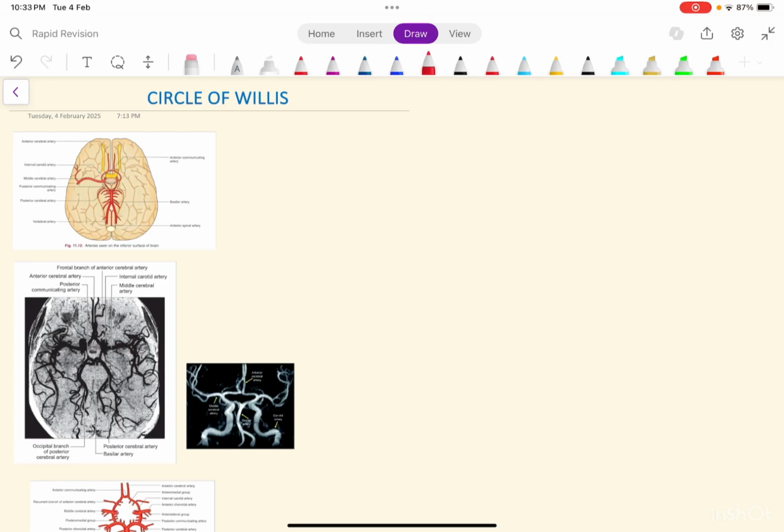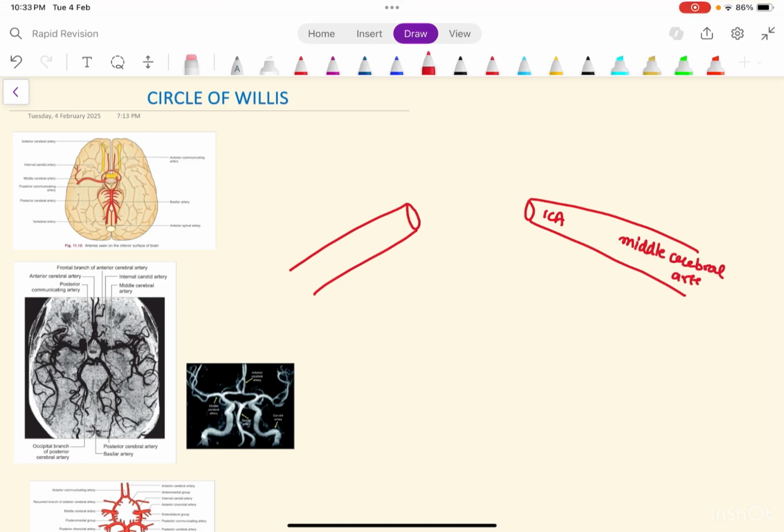In this video, I will be talking about the circle of Willis. I will explain it in an easier way and you just have to follow through. First of all, we have something like this. This is our internal carotid artery and this is our middle cerebral artery. Then we have some branch which goes on like this.